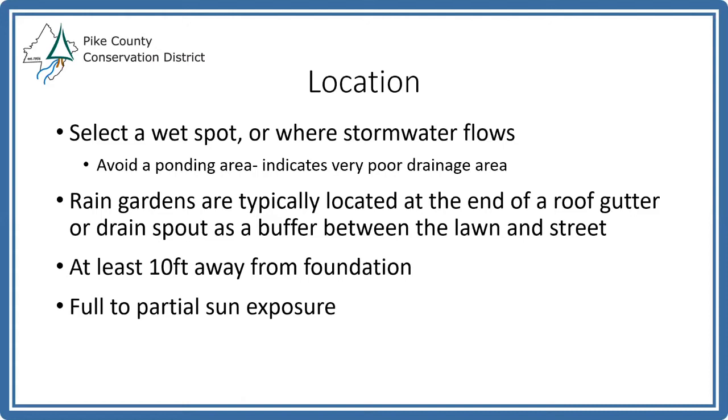So usually rain gardens are located at the end of a roof gutter or downspout, as a buffer between the lawn and the street. If you're like me, your house probably has gutters that drain directly into the street, and then the water flows straight down the street, which, as I said before, is just taking the water off of one impervious surface, your roof, and transferring it directly onto another impervious surface, your driveway or the road. So if you're able to put your rain garden in between your home and the road, it'll directly stop that water from going from one impervious surface to another and give it time to infiltrate down into the groundwater.